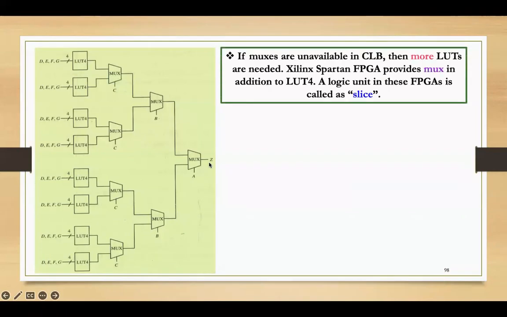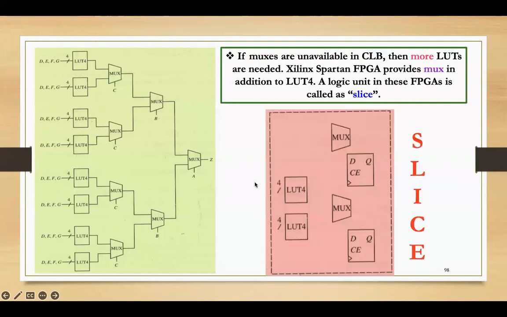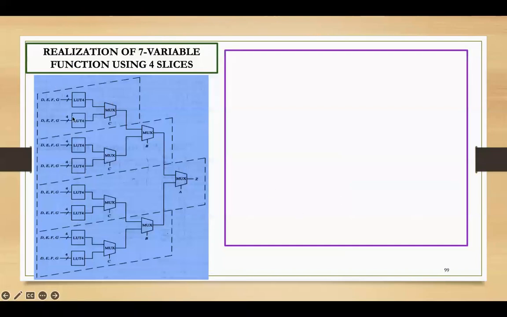So here comes a concept called slice, right? This is important. If muxes are unavailable in CLB, then more LUTs are needed. Xilinx Spartan FPGA provides mux in addition to LUT4. A logic unit in these FPGAs is called a slice. So this particular section, LUTs and a mux, is called a slice. It will have LUT, mux, and D flip-flop. So this is one slice. You can see these LUTs, right? LUT and mux is called one slice. So 1, 2, 3, 4.